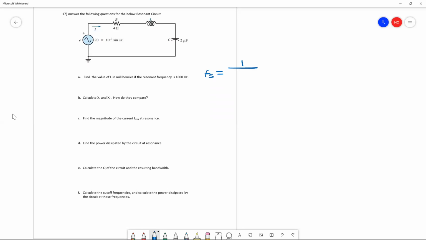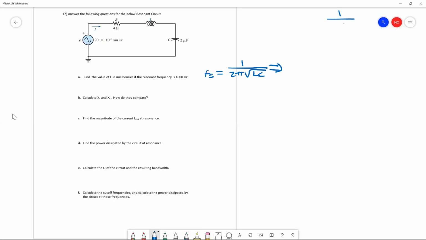is 1 over 2 pi radical LC. Okay, so all we have to do is rearrange to solve for the inductive value. So that's L, right? So we multiply both sides by 2 pi, then we square both sides, and then we'll just switch the positions of L and C. You can see above the steps we would take.